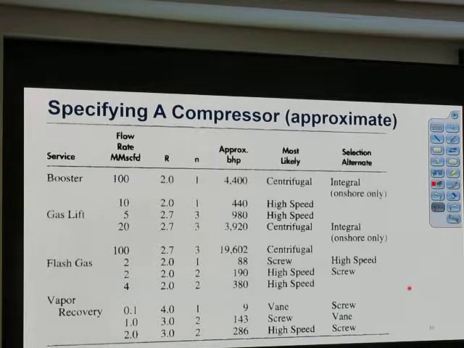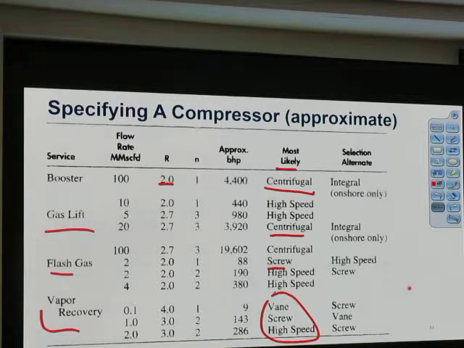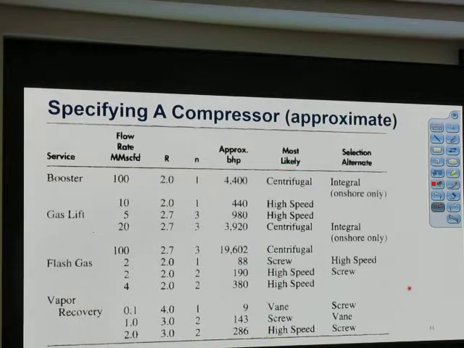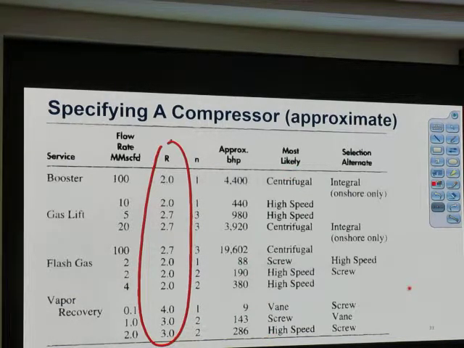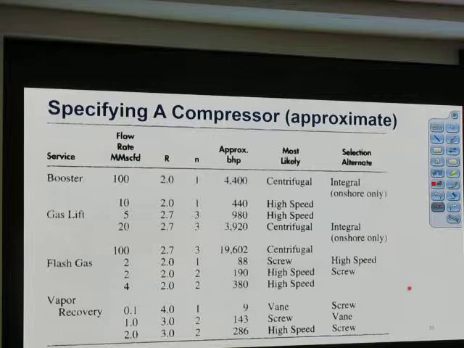This is to give you some idea how much the actual compression ratio is. Compression ratio of 2 for booster, 2.7 for gas lift, flash gas, and 4 for vapor recovery unit. Most likely they use centrifugal, high speed reciprocating, sometimes screw. So for VRU we can use vane, screw, and high speed reciprocating. Okay. So when you see this, typically compression ratio is less than 4, right? 4 is at most. And the number of stages is 1, 2, 3.